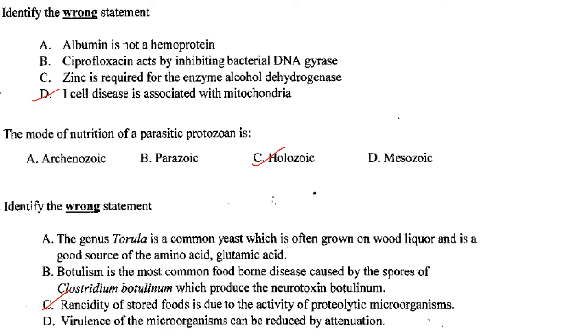So coming to the next question, identify the wrong statement. Albumin is not a hemoprotein. Then ciprofloxacin acts by inhibiting bacterial DNA gyrase. Zinc is required for the enzyme alcohol dehydrogenase. I-cell disease is associated with mitochondria. I-cell disease is not associated with mitochondria, it is associated with lysosomes. So the incorrect or wrong statement is option D, whereas all the others are correct.